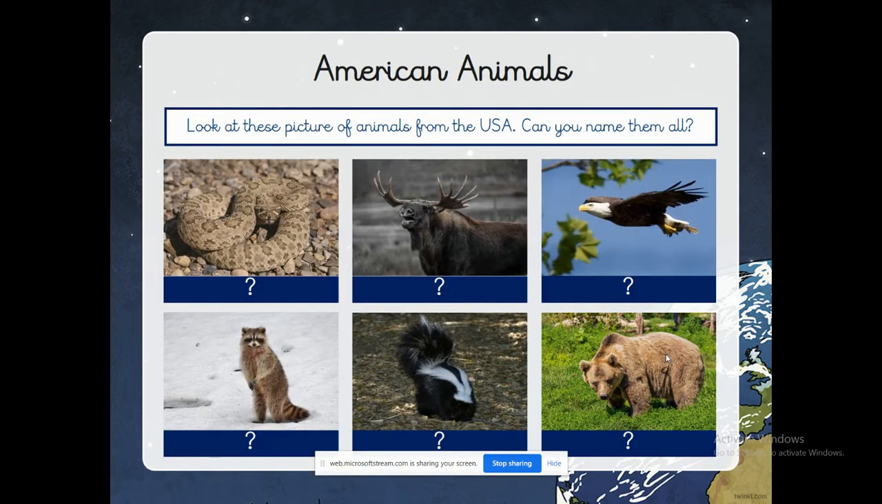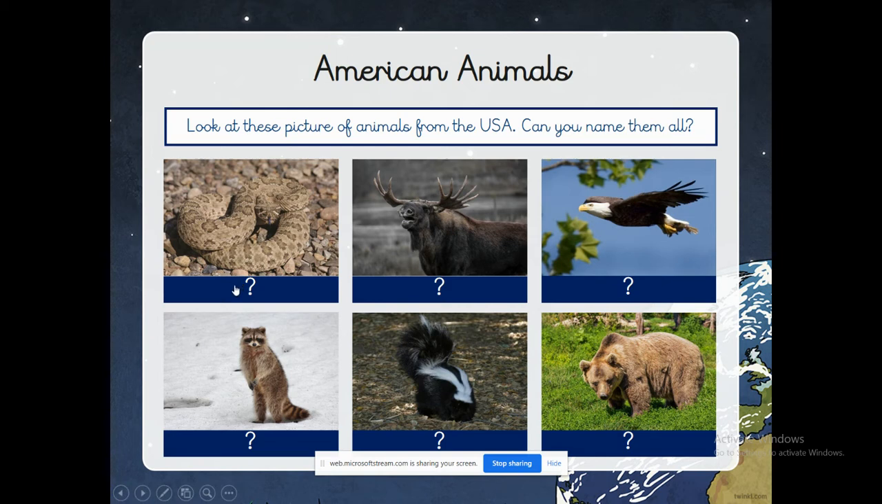Now, here's your first little quiz. Here are some examples of American animals. We don't tend to have these roaming around in our countryside. Which ones do you recognise? I'll give you a couple of seconds to have a go before revealing the answers. Okay.